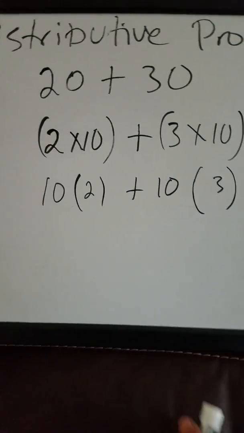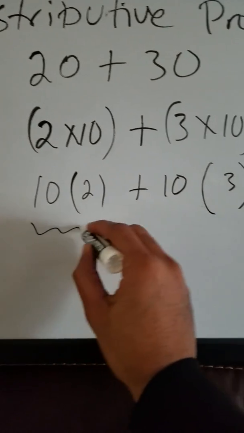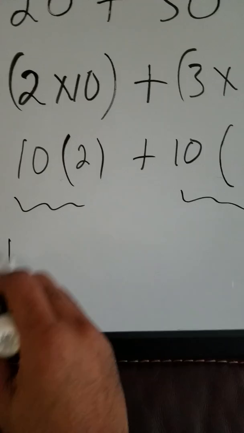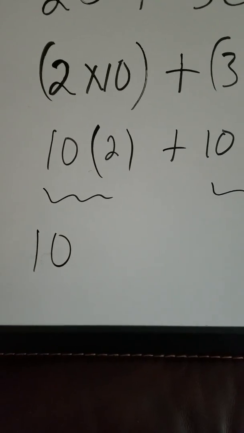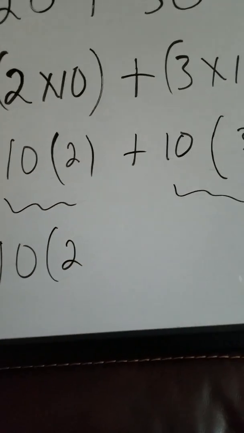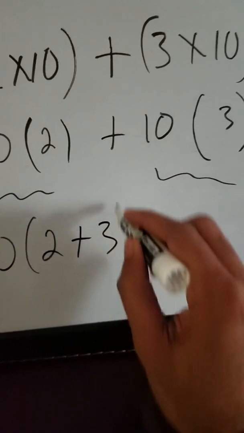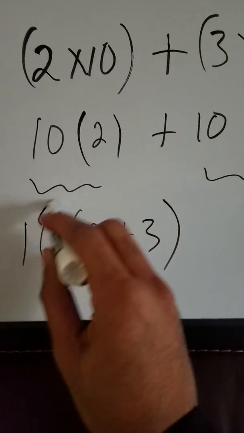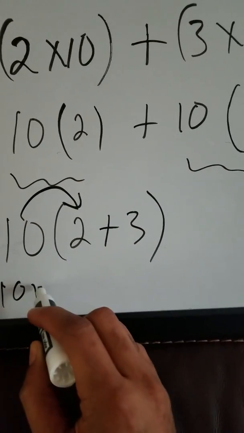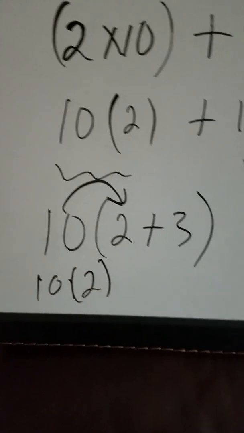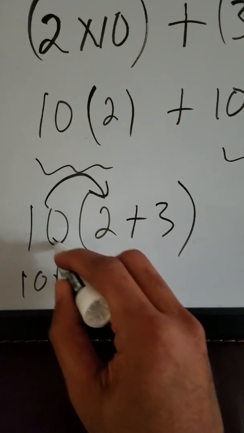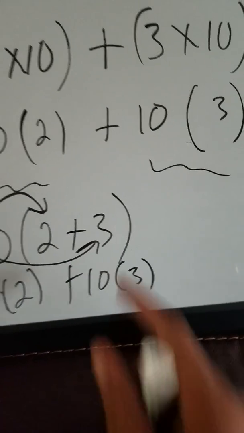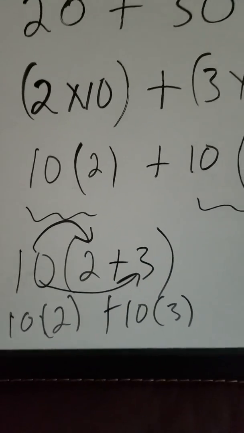Since 10 is common to both of these situations, we could actually pull that 10 to the outside and put the 2. And then we just simply add the 3 and close the parentheses. What does this mean? Well, this means we have 10 times 2 plus we have 10 times 3. And this is where the distributive property comes from.